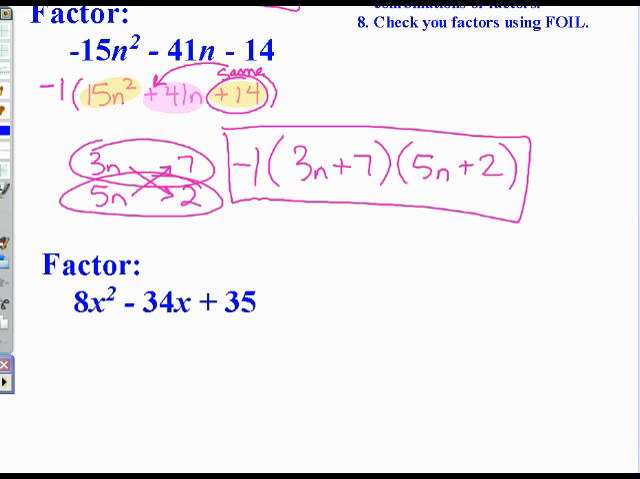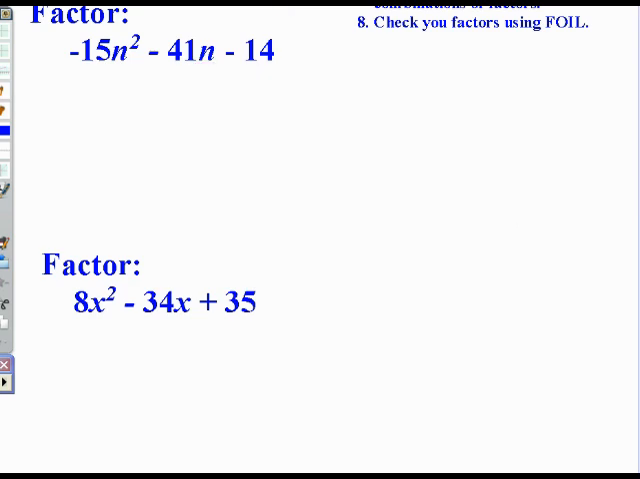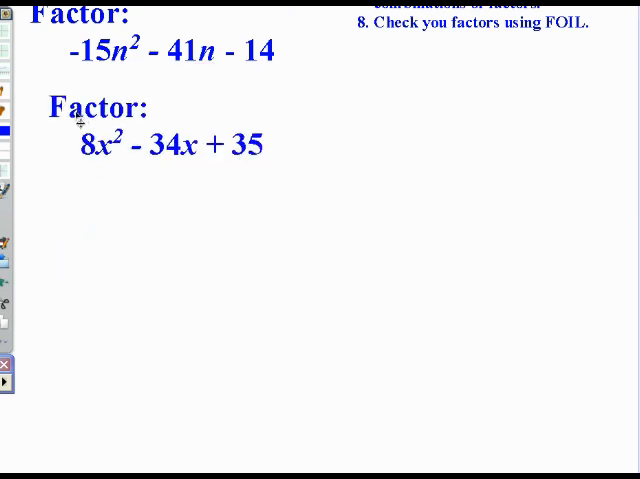And then the last example here, we're going to use the AC method on. Let's find the factors of 8x squared minus 34x plus 35. Nothing factors out, and A is positive. So starting with my AC method, we could go with 1x times 8x or 2x times 4x is probably better, you want to start in the middle and work your way out. And then 1 times 35 or 5 times 7.